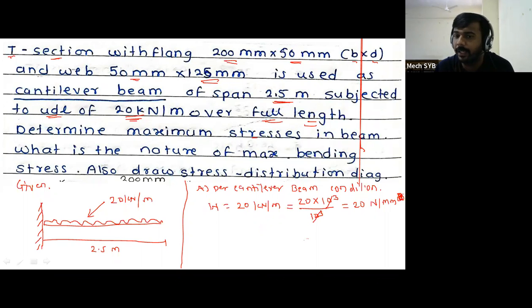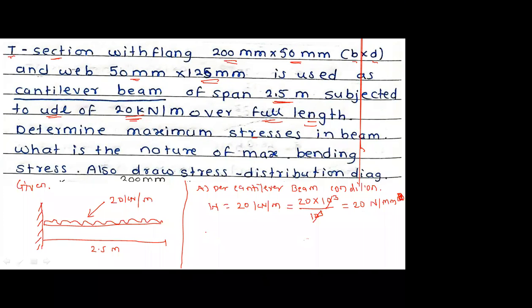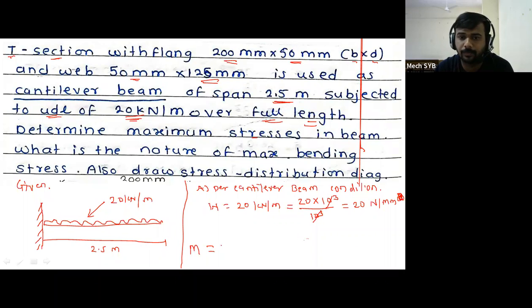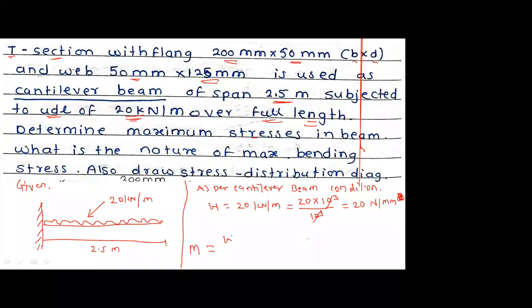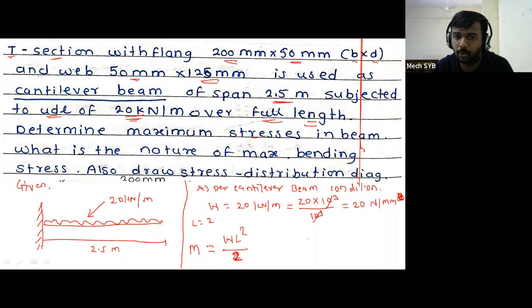Now as per the cantilever beam condition, what is the M formula? It is under one standard case, cantilever beam subjected to the UDL on entire span, and you are having the standard formula. M is equal to WL square upon 2. So here value of L is also given. L is equal to 2.5 meter is equal to 2500 mm.